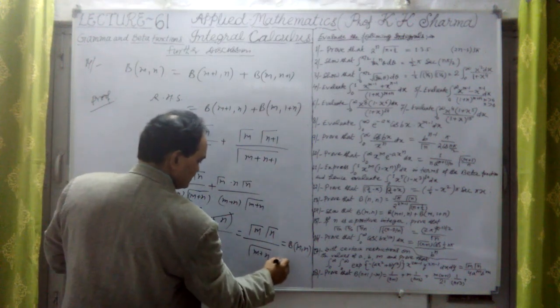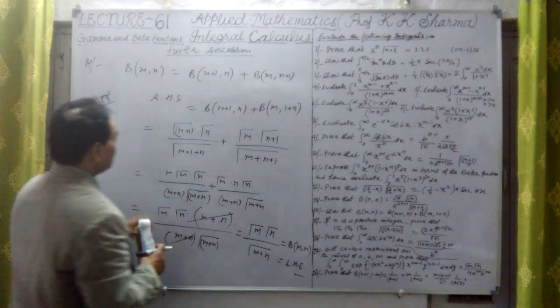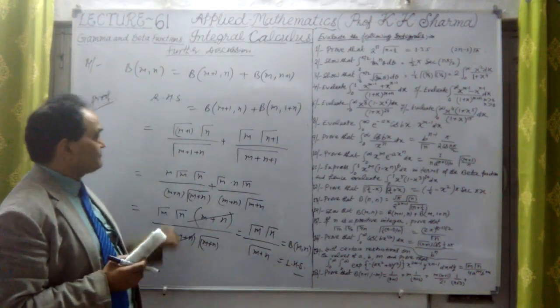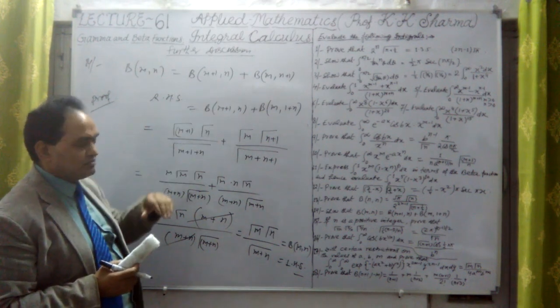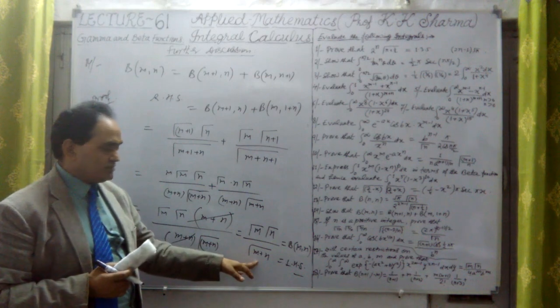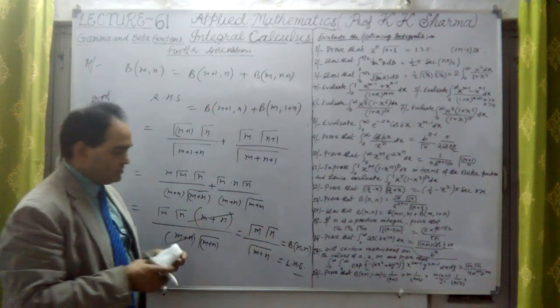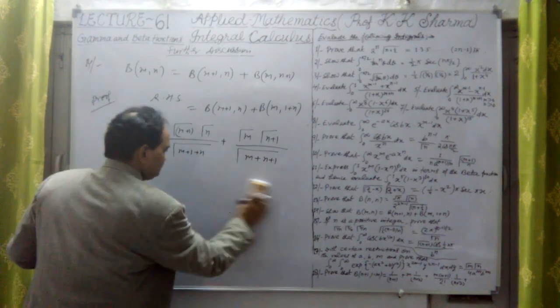This is nothing but beta mn. This is your left hand side. So left hand side, beta mn, has been put. We have finally obtained beta mn. We took the right hand side and expressed that in terms of gamma. Then finally we have obtained gamma m plus n. That is beta mn. This is the definition of beta mn. Now let me take the next question.